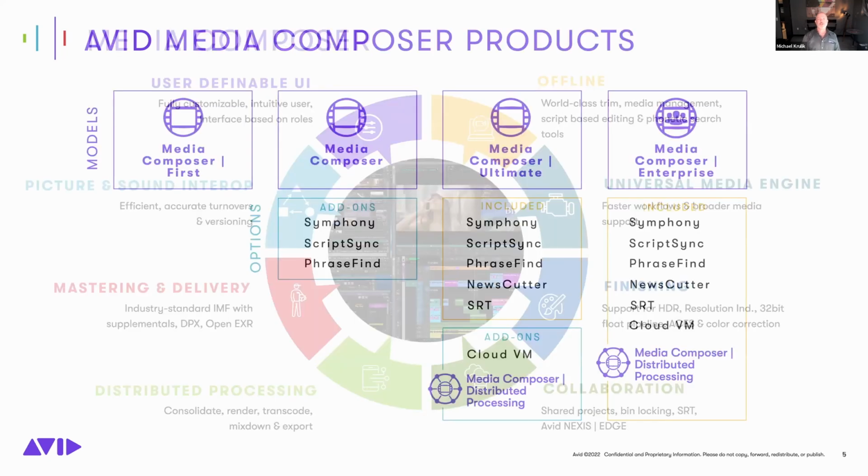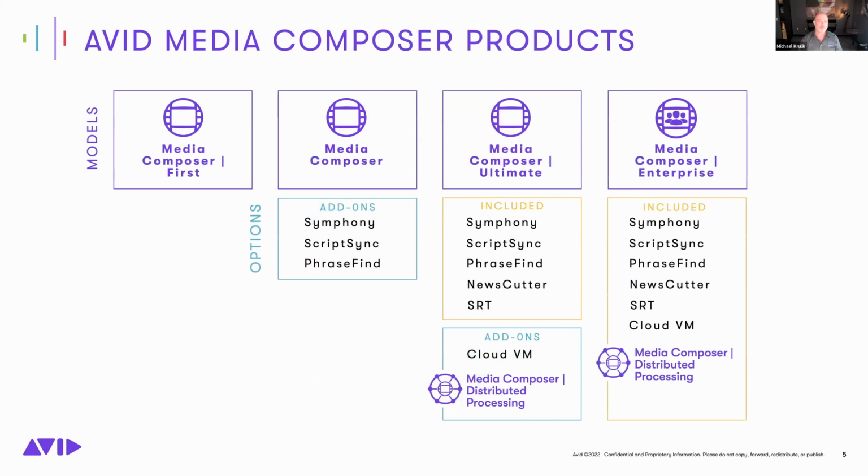So taking a look at the Media Composer product line, we have Media Composer First, which is of course our free version, a little limited as far as tracks and bins and things, but it's a great way to jump into Media Composer and learn it. Moving into Media Composer with great add-ons with Symphony, color correction, secondary color correction and tools, Script Sync and Phrase Find. Then going into Media Composer Ultimate, including the Symphony, Script Sync, Phrase Find, News Cutter option, and SRT.